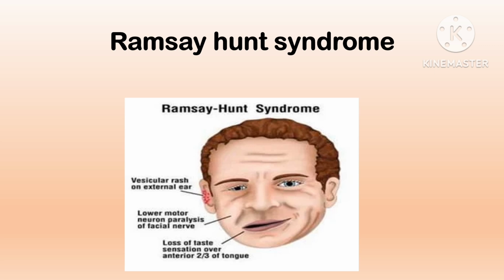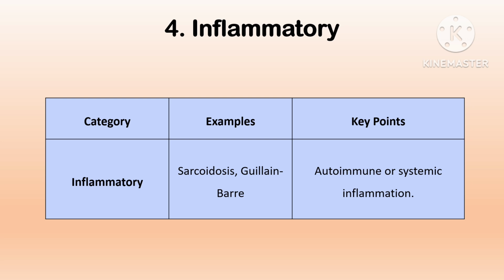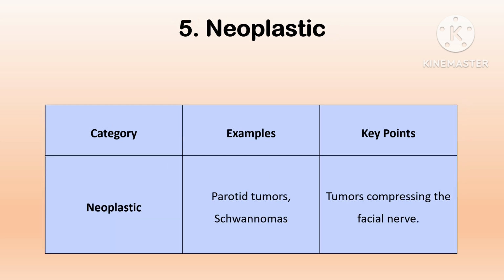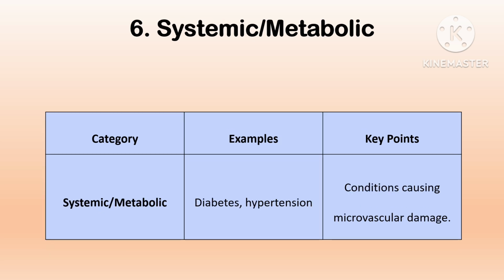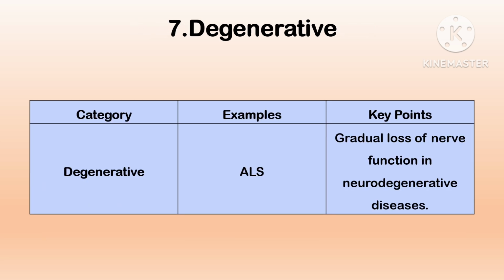Inflammatory disorders such as sarcoidosis or Guillain-Barré syndrome are caused by systemic or autoimmune conditions that lead to inflammation of the facial nerve. Neoplastic disorders, tumors like parotid gland tumor or schwannomas, can compress or invade the facial nerve, leading to weakness or paralysis. Systemic or metabolic disorders such as diabetes or hypertension can lead to microvascular damage that affects the facial nerve. Degenerative disorders such as amyotrophic lateral sclerosis involve the gradual loss of nerve function over a period of time.